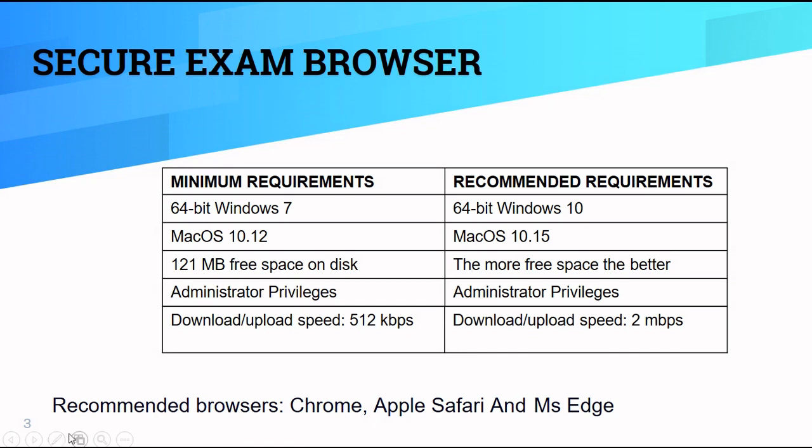So, minimum requirements here on the left side and recommended requirements. If you have Windows, it's going to be 64-bit and Windows 7 at least, or recommended Windows 10. It's much better. But if you have Mac OS, it's version 10.12 or the latest version 10.15. And of course you need at least 121 megabytes of free space on your disk in order to install the software. And of course, if you have more free space, it's better because your computer is going to work faster, right?